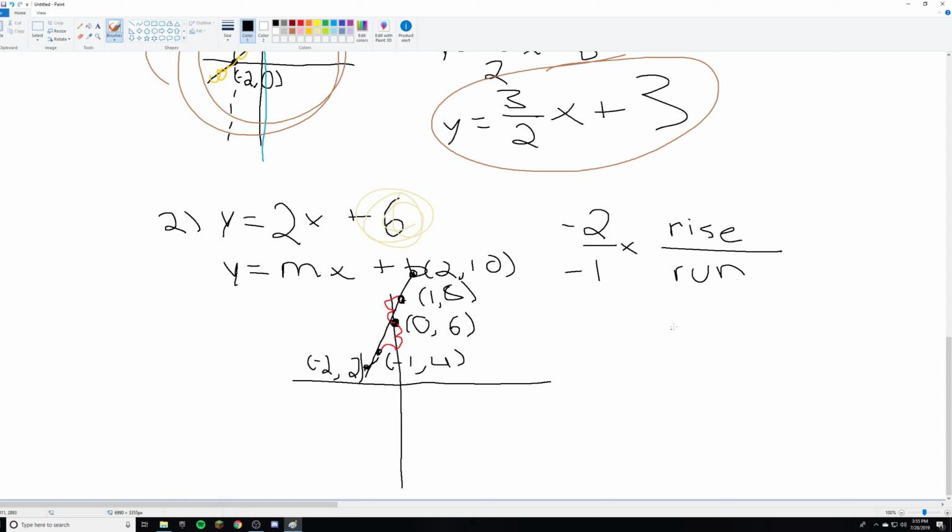So let me move the graph over a bit. So this is the y-intercept, and so it should look something like that.